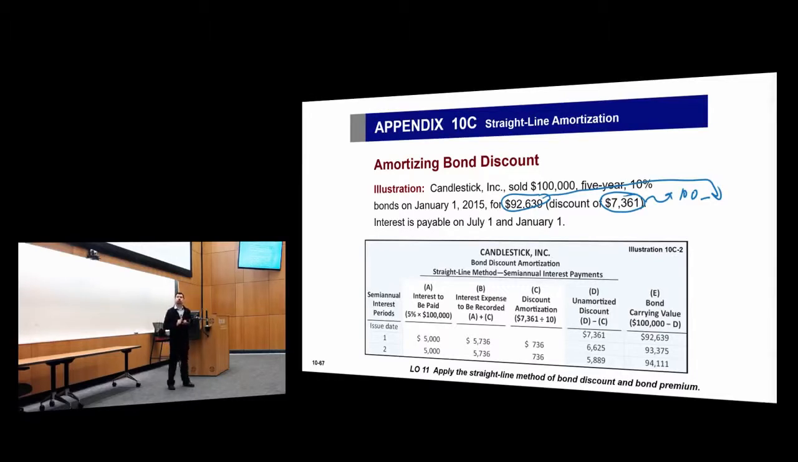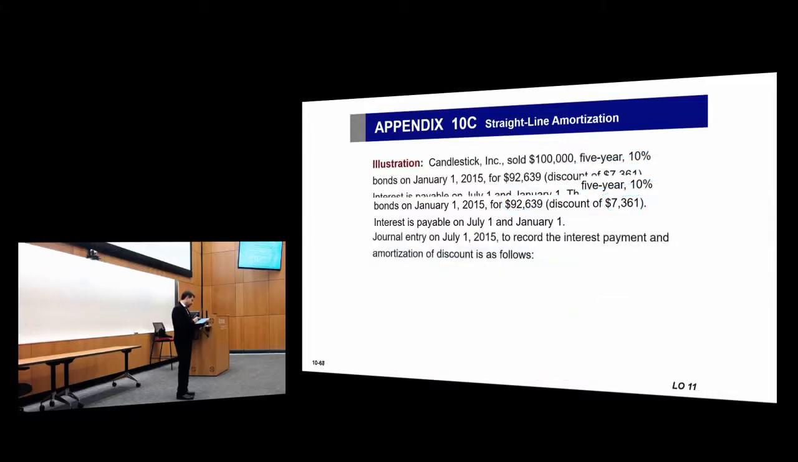Okay? So, interest is payable on July 1st and January 1st. We have bond discount is 7,361. It has a 5-year life, so 10 interest payments. Okay? We divide bond discount by 10. In this case, it will be 736 for every payment.